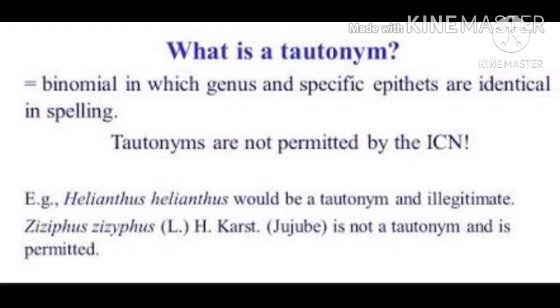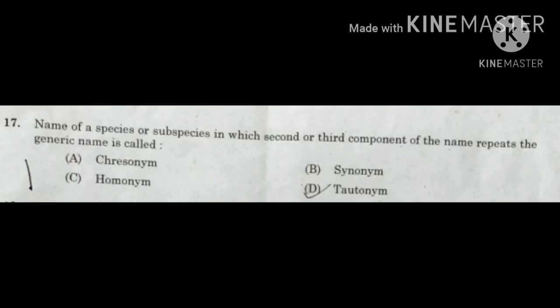Tautonymy is a binomial in which both genus and species names are identical. That is, genus and specific epithets are identical. Okay, for example, Helianthus, then Sisyphus. Okay, but these tautonyms are not permitted by the International Code for Nomenclature. Hence, it is said to be illegitimate. Okay. So, the correct answer for this question is option D, tautonym, where both the genus and species names are identical.